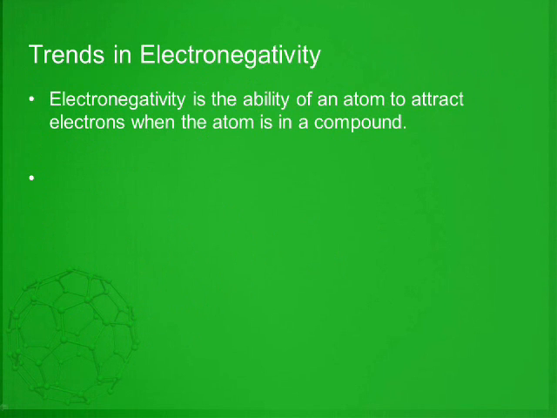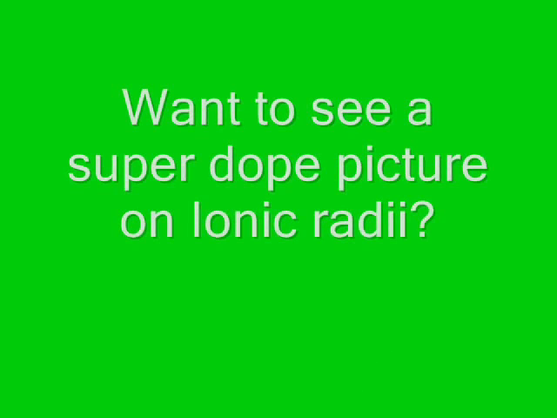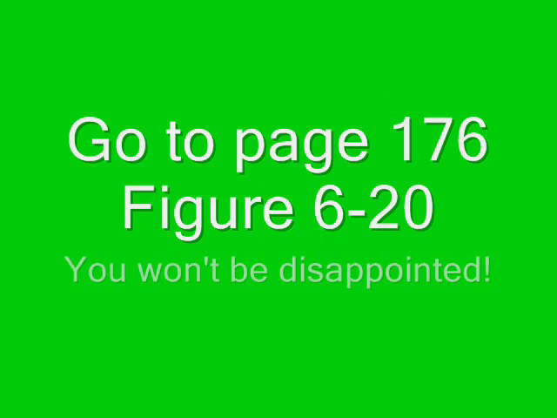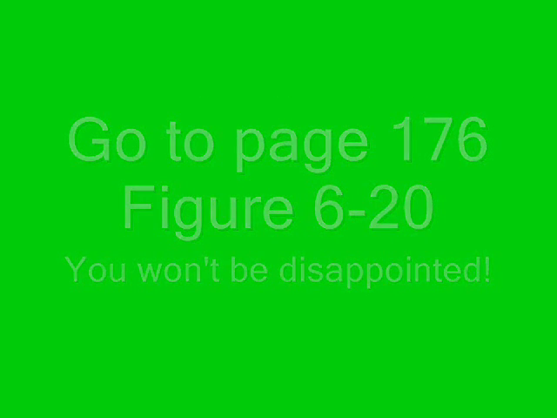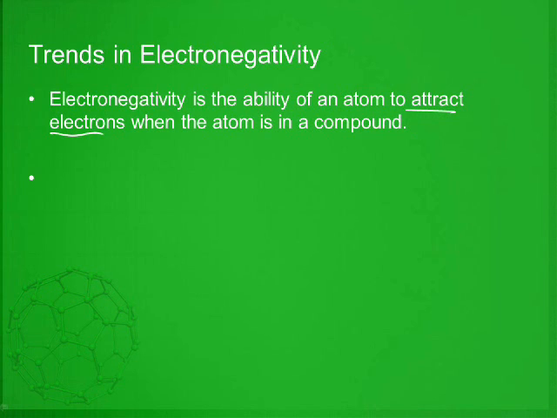Electronegativity. What is electronegativity? So this is a new trend. Electronegativity is the ability of an atom to attract electrons when an atom is in a compound. So it's really how much do they want a new electron? So this is almost identical to ionization energy, but it's a little different because it's not the amount of energy required to take an electron, it's how much they want a new electron.